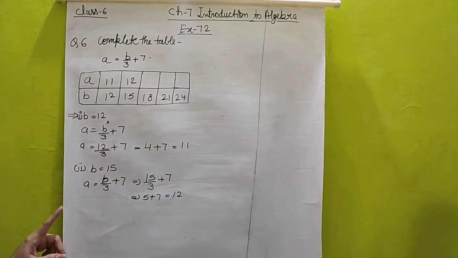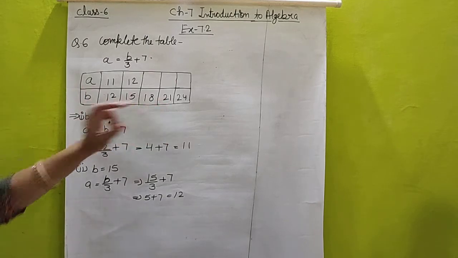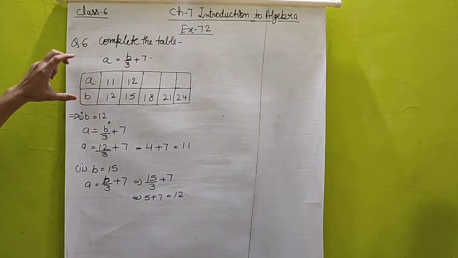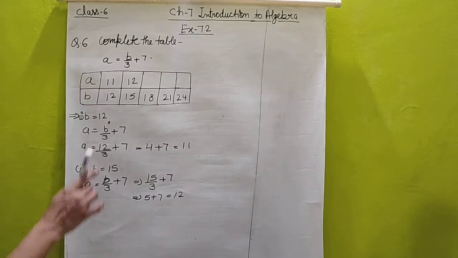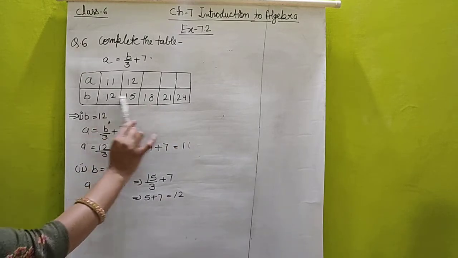Students, one more thing. After this, you need not solve the rest of the part. By seeing the table, you can observe. It will save your time in the examination. Here 12, 15, 18, 21 and 24, the gap is the same.